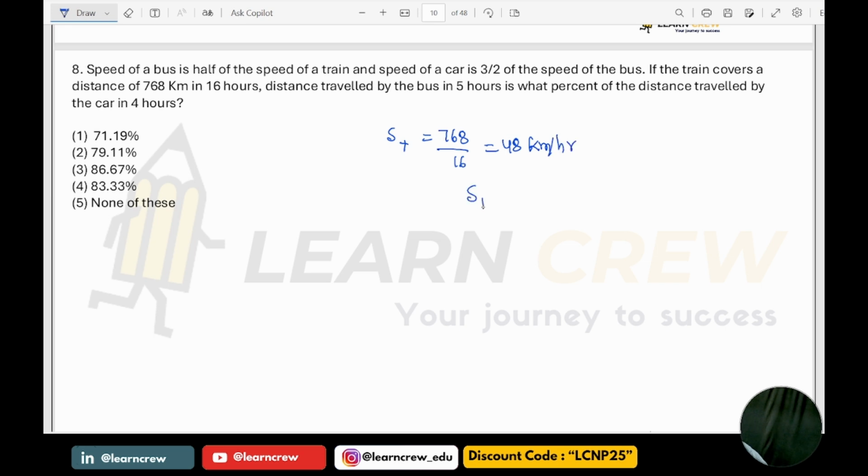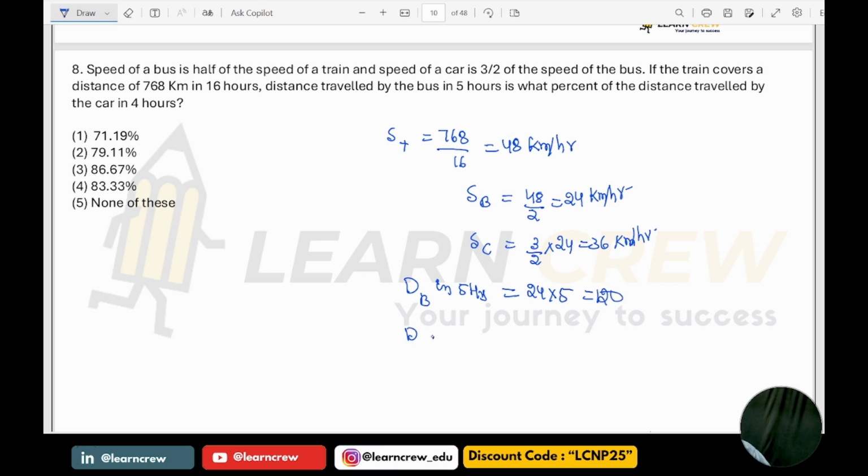And speed of bus would be half of it, which is 24 km per hour. And speed of car is 3 by 2 times the speed of the bus, which is 36 km per hour. Now distance travelled by the bus in 5 hours. Distance is equal to speed into time. 24 into 5, 120.